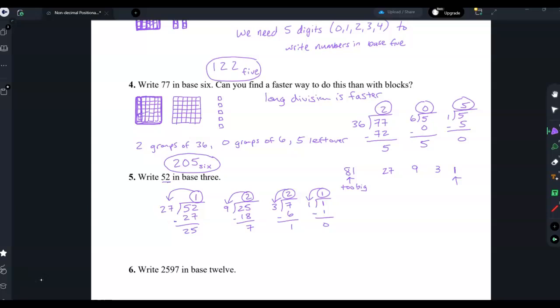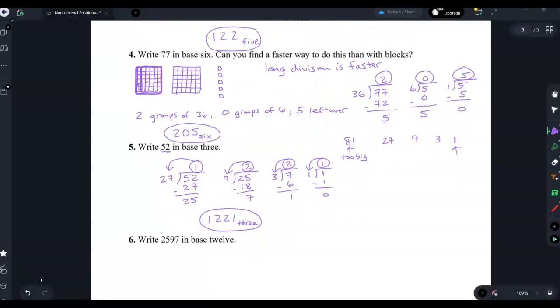So you just take those numbers and write them down, 1 2 2 1, and then we're going to write our base, which is base 3. So that's it. That would be the equivalent of 1 big cube, I'm sorry, 1 big cube, 2 flats, 2 rods, and 1 unit.